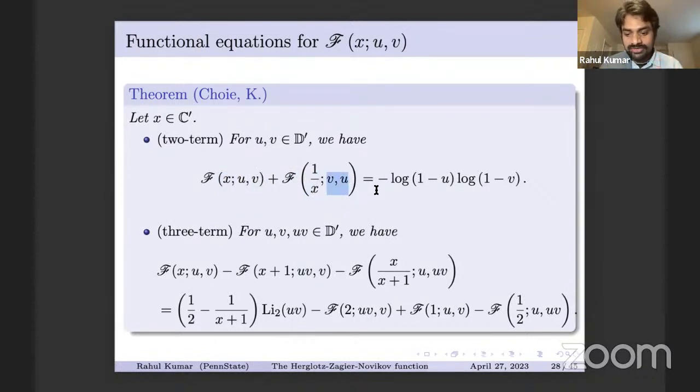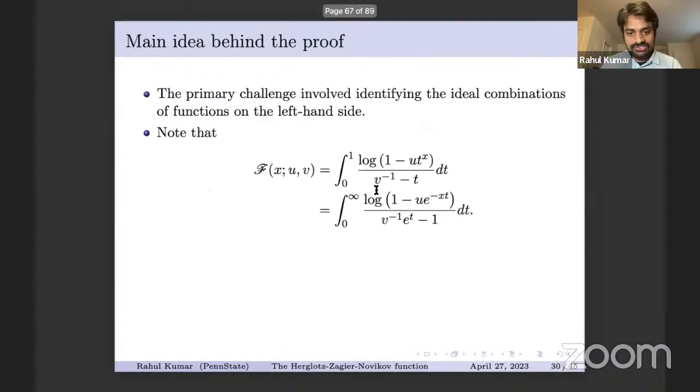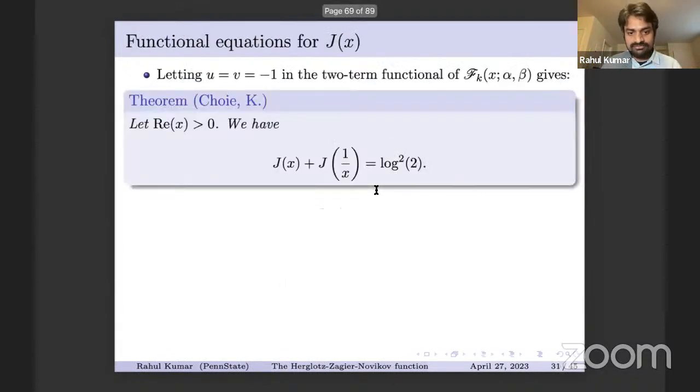So you get a very elegant functional equation for g of x, which is g of x plus g of 1 over x is log square 2. This function was extensively studied by Zagier, Radchenko, Muzaffar, and many mathematicians starting from Herglotz. But this functional equation somehow they missed. I don't know why; no one has mentioned it in their paper. So it is actually a very easy consequence of our functional equation.